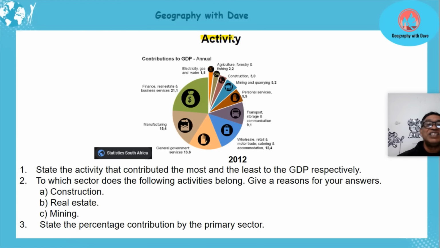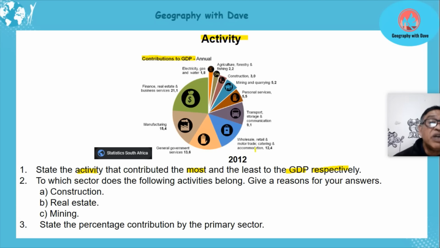I just got a little activity here. And please, you must learn. Don't assume it's simple. Learn how to interpret your resources, your tables. This shows contribution to GDP by various activities. They can be grouped into primary, secondary, and tertiary. So, first question, state the activity that contributed the most to the GDP and least, respectively.